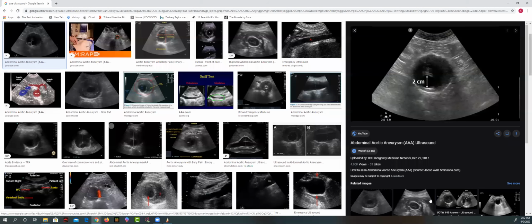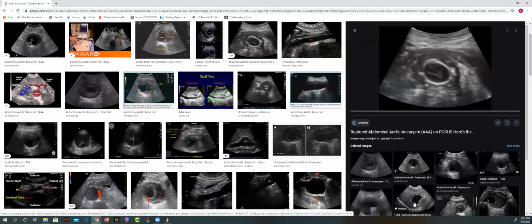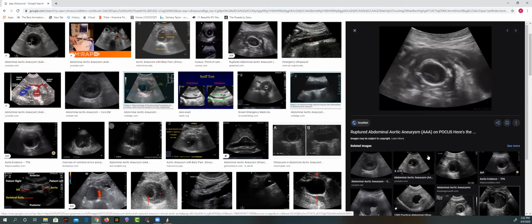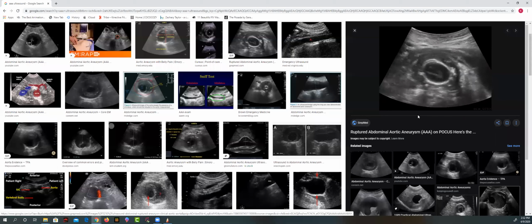I'll just go through a few of these. I have no idea why. Oh my God. And I thought that was a baby's head. Interesting.